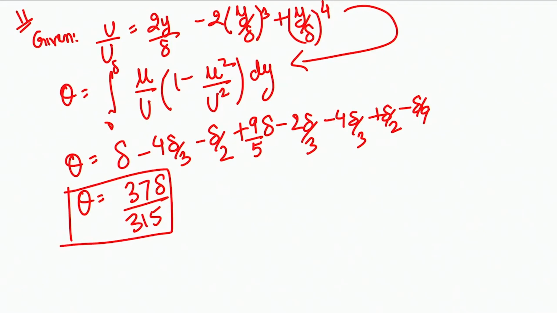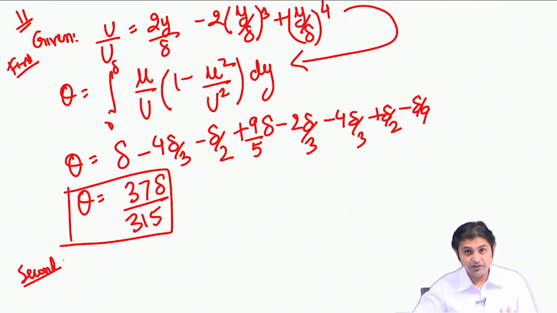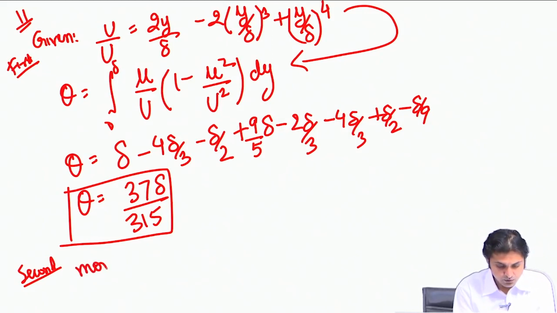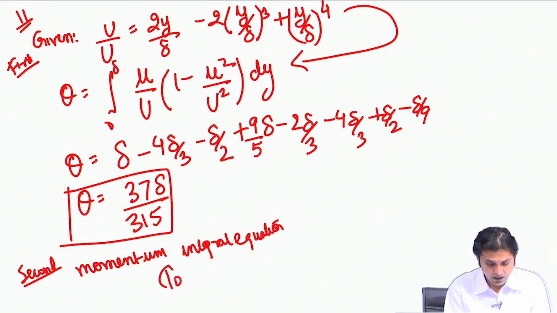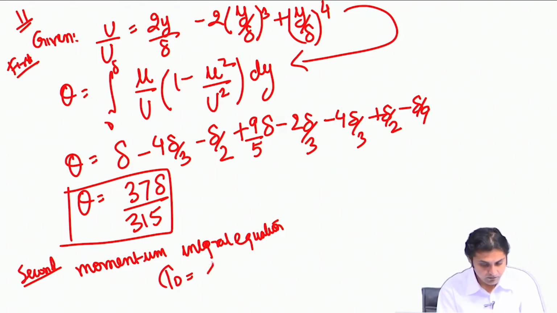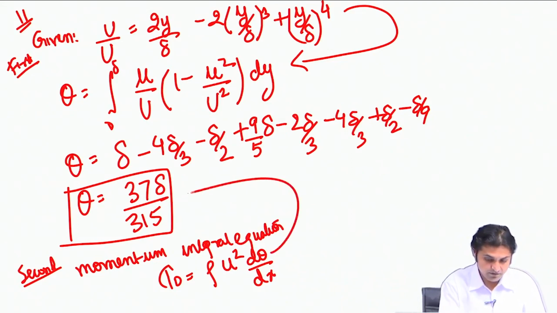Now this is the first step. Second, you have to use the momentum integral equation. In any such type of equation, use the momentum integral equation, and what do we have? Tau naught is rho u square d theta by dx. Okay, and we substitute theta here from this one.